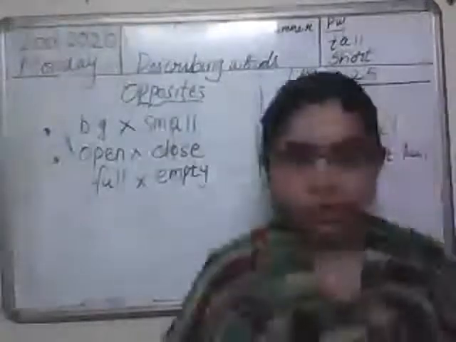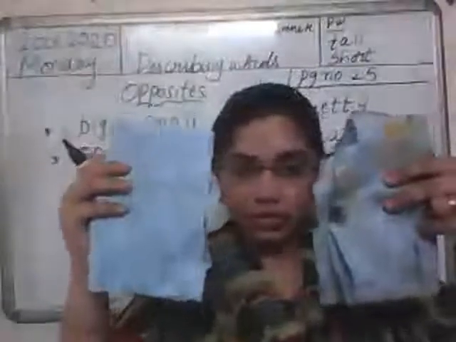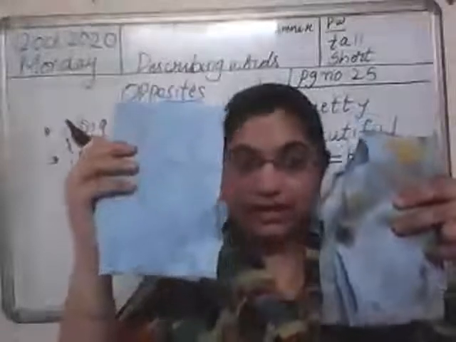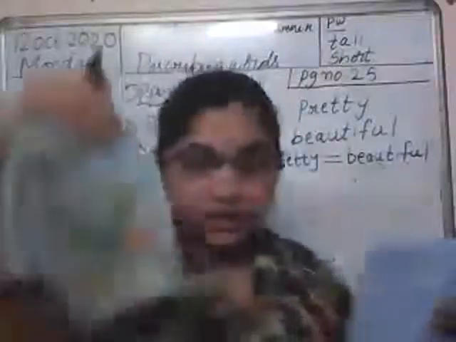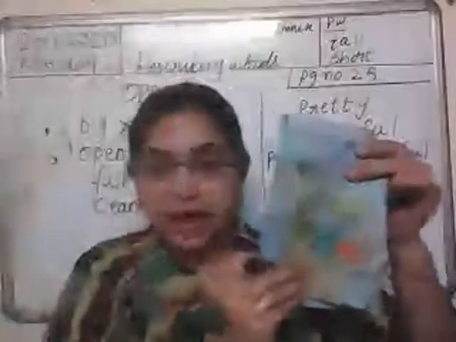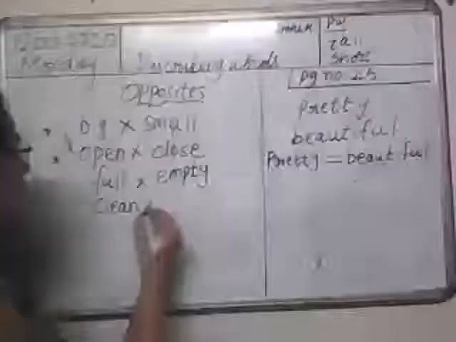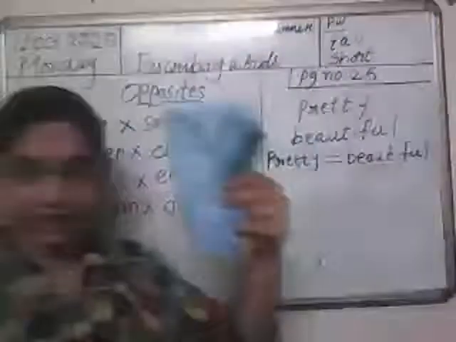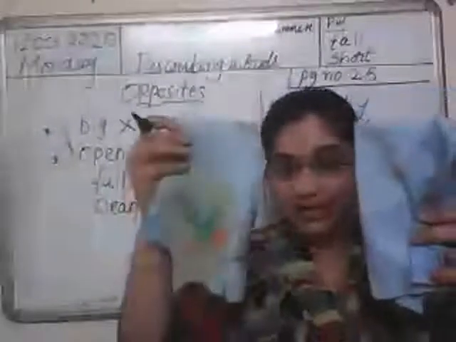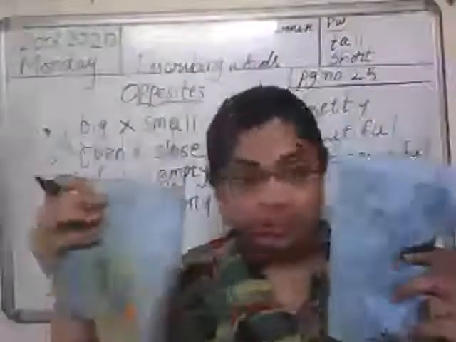Look at this cloth. Now compare these two. This is clean, C-L-E-A-N, clean. And look at this cloth. This is dirty, D-I-R-T-Y, dirty. This is clean and this is dirty. Both are completely different words, clean and dirty.